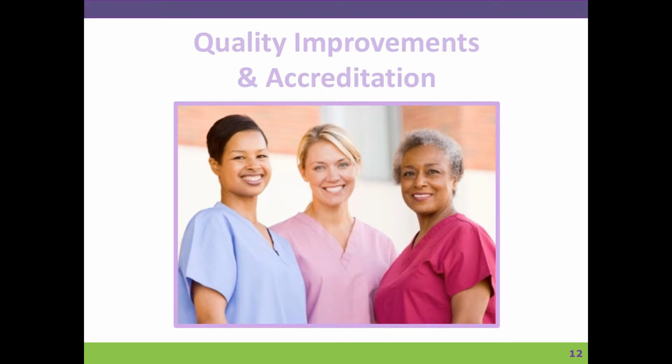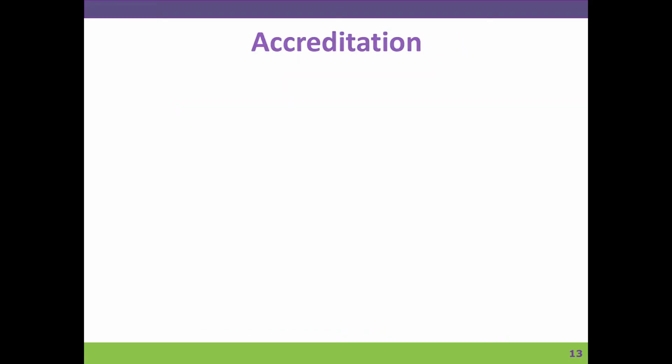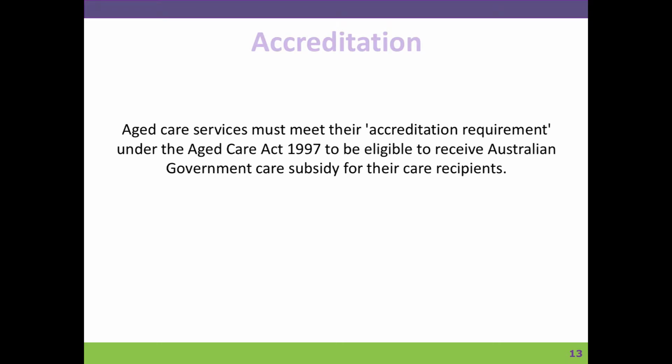We're now going to look further at accreditation and how it impacts on residential aged care facilities. Do you understand what accreditation is? So, accreditation under the aged care services, they must meet their accreditation requirements as per the Aged Care Act 1997 for aged care facilities to be eligible to receive Australian government care subsidies for their care recipients or their residents.